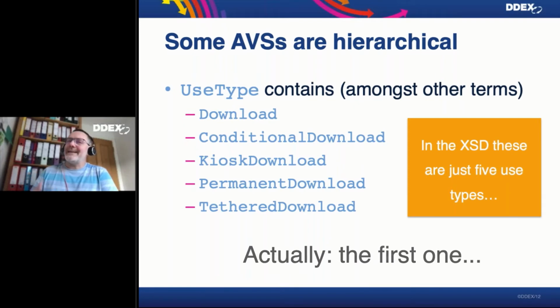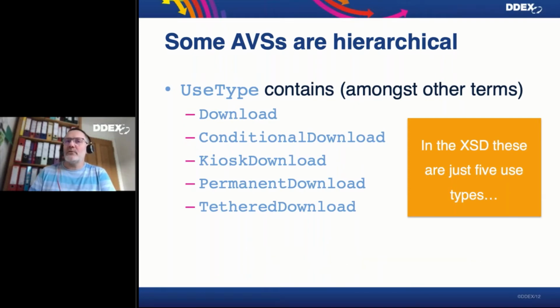You have download, you have conditional download, you have kiosk download, you have permanent download, and you have tethered download. Purely from those terms, you realize that 4 of those are what we call specializations of the 5th one. It's not always clear from the term itself that they are parent and child relationship, but in this case, it is pretty clear. As I say, the XML cannot give you the information that one is a child of the other. They're just values.